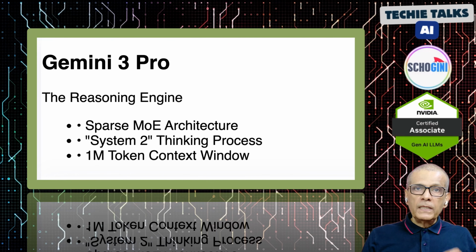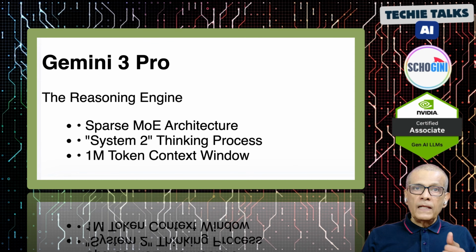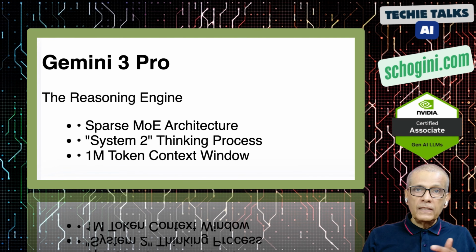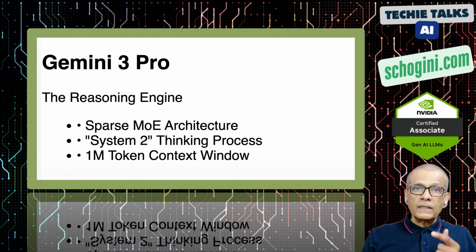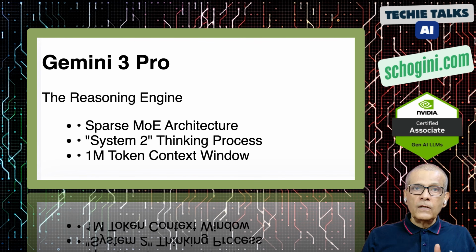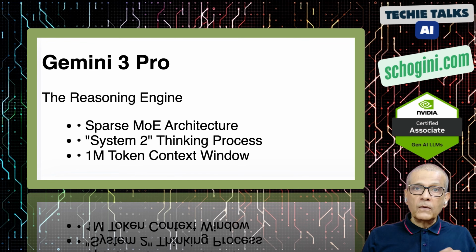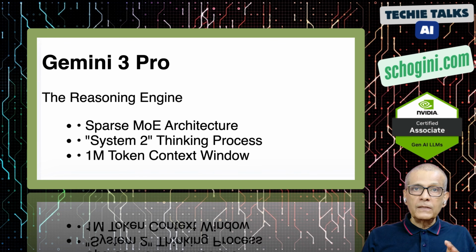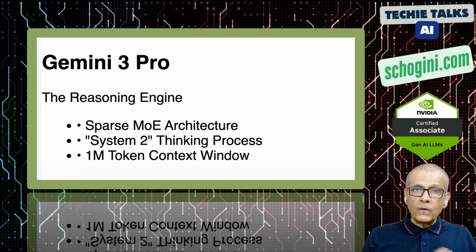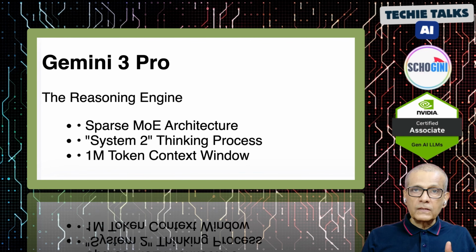This System 2 capability drives its state-of-the-art performance on benchmarks like GPQA Diamond, 91.9, and the adversarial Humanity's Last Exam, 37.5. It serves as the foundational intelligence layer for all other tools in this list, capable of handling 1 million tokens of context. Can you imagine 1 million tokens of context to reason across text, code, audio, video, and images simultaneously? So, how to access?